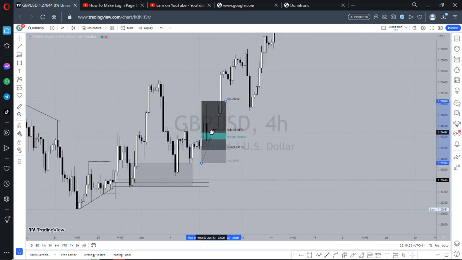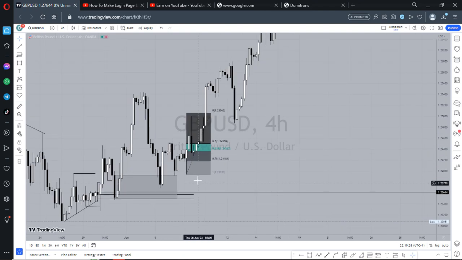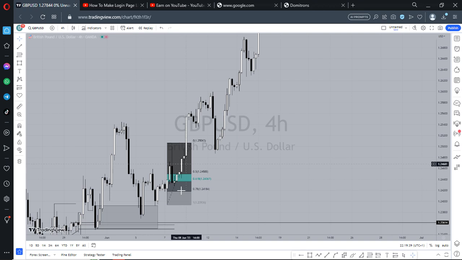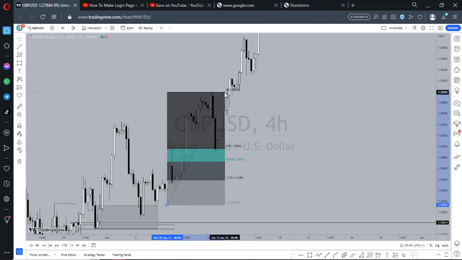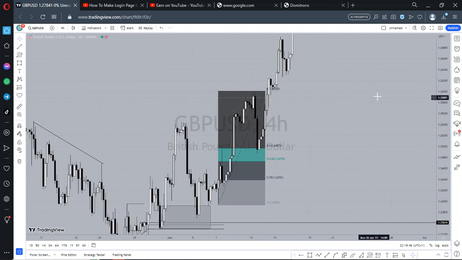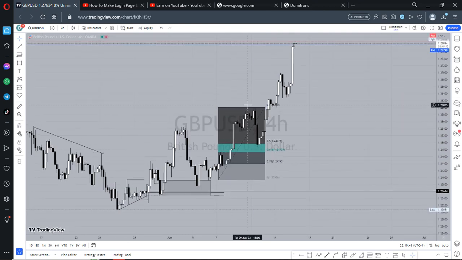So this right here is our swing low. Not this one, because this is where the expansion started. So we map out our high right here. You can see the price retraced backwards to 50% and rallied higher, which is in confluence with our fair value gap right here.